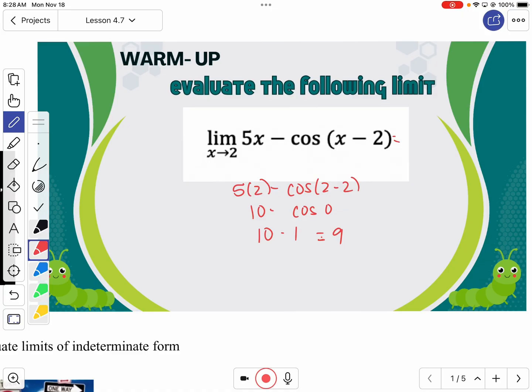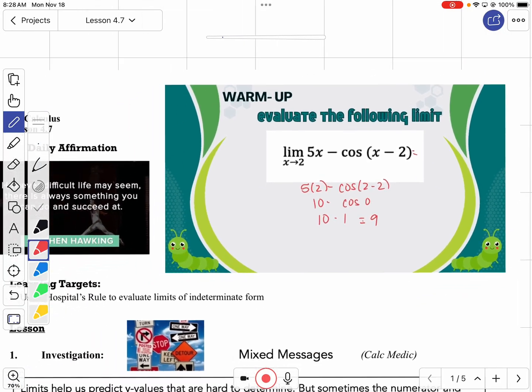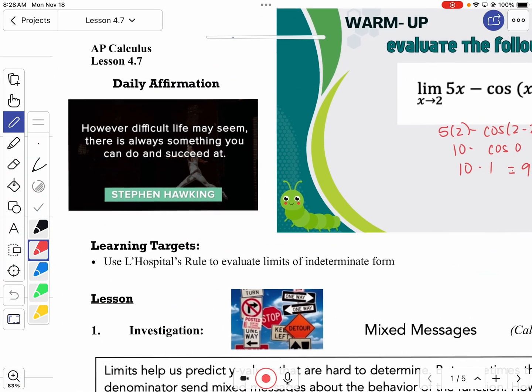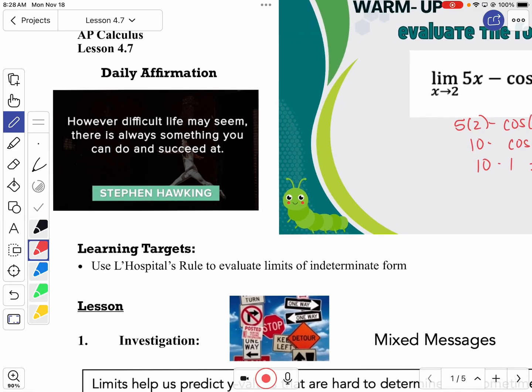Okay, I have caramel pecan sugar cookie today. It's so good. All right, here's our affirmation. However difficult life may seem, there's always something you can do and succeed at.